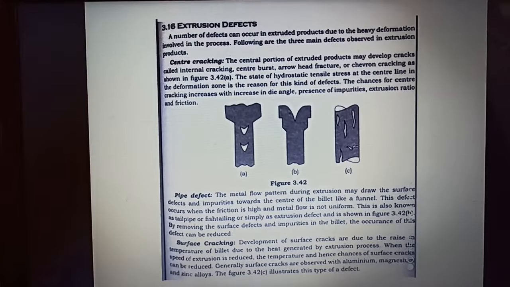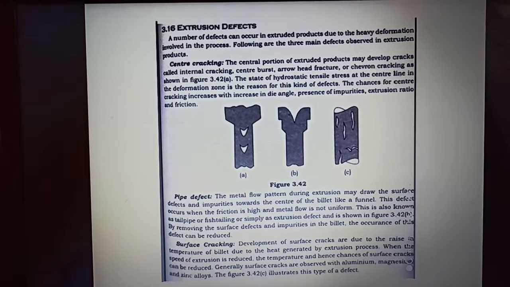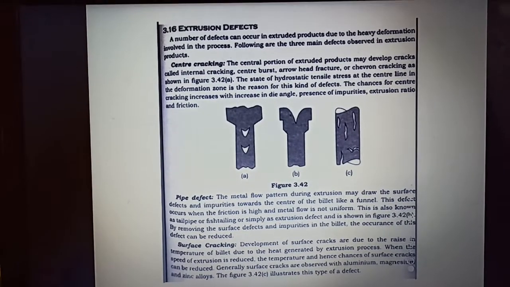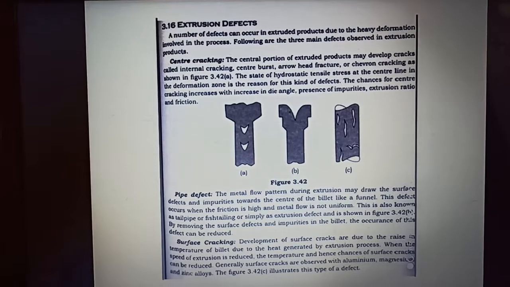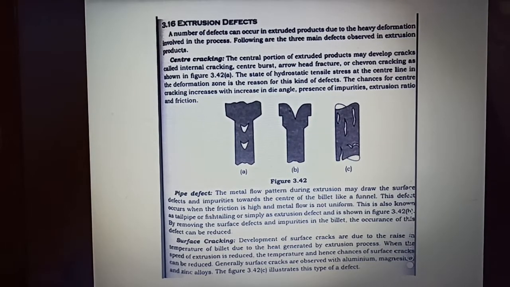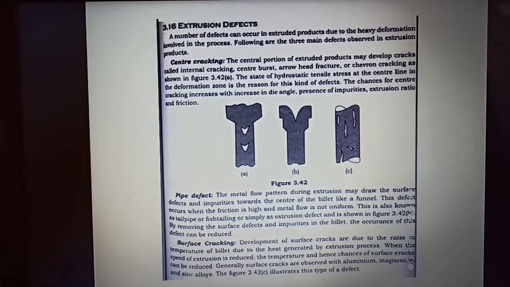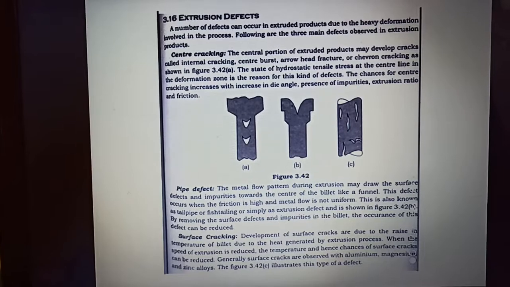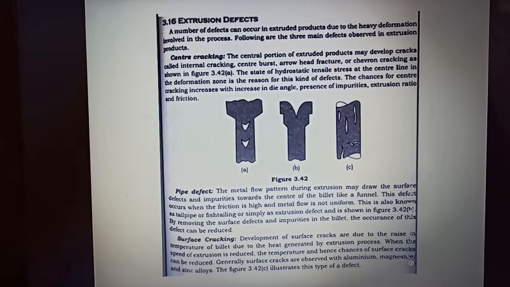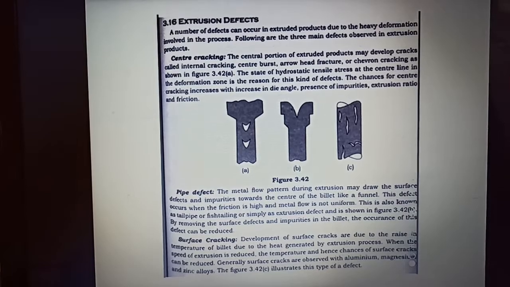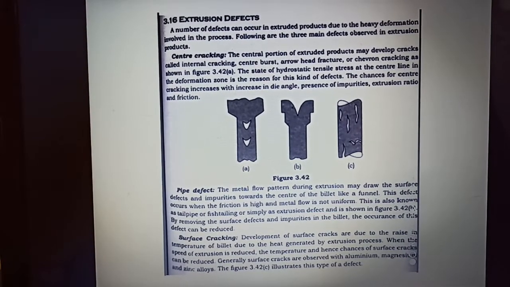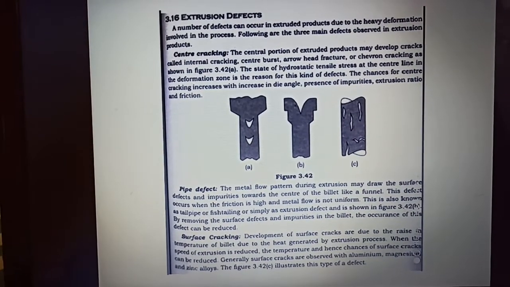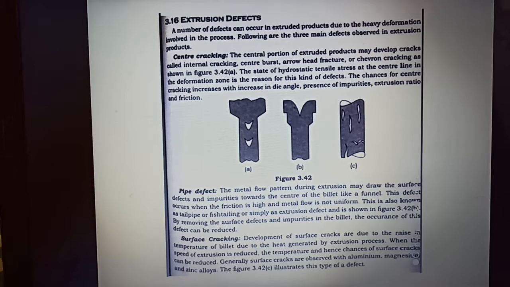The third one is surface cracking. As the name implies, this type of defect occurs on the surface of the extruded product. We can directly see these defects on the surface of the extruded products. The development of surface cracks is due to the rise in temperature of the billet, due to the heat generated by the extrusion process. That is, by overheating, this type of defect may occur.